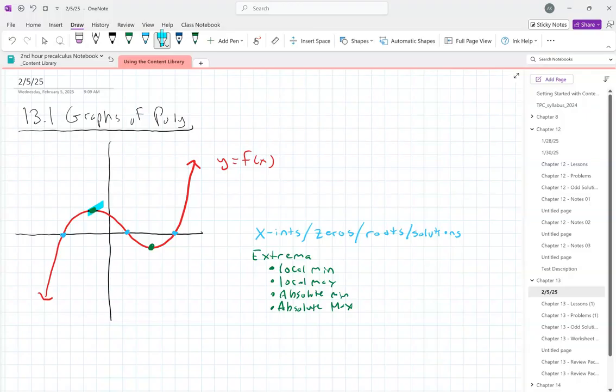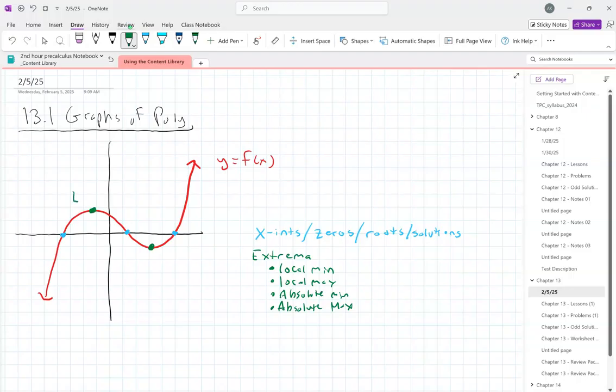So this one that I've highlighted in blue, what type is that? Do you remember? It is a local maximum. Excellent. So if we look in just the general region around it, it's the tallest point in that region. But if I expand it to a bigger area, it's not necessarily the tallest point possible. Everybody okay there?